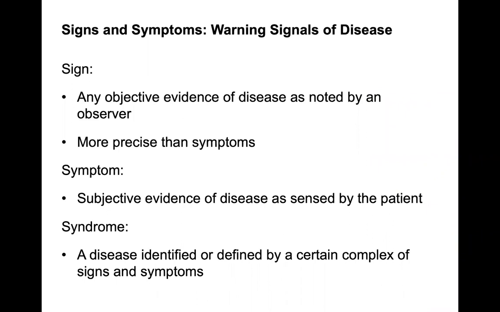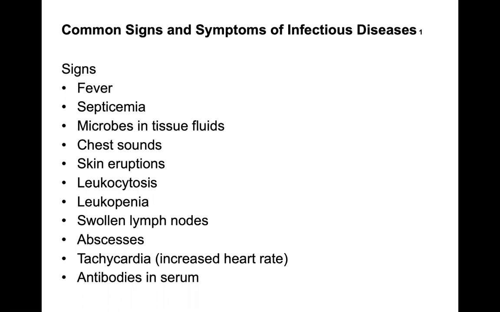When we look at these infections, we typically look at signs and symptoms. A sign is any objective evidence of disease as noted by the observer, more precise than symptoms. A symptom is subjective evidence of disease as sensed by the patient. A syndrome is a disease that's identified or defined by a certain complex of signs and symptoms. Common signs would be a fever, septicemia, microbes in tissue fluids, cloudiness of tissue fluids, chest sounds, and skin eruptions, to name a few.